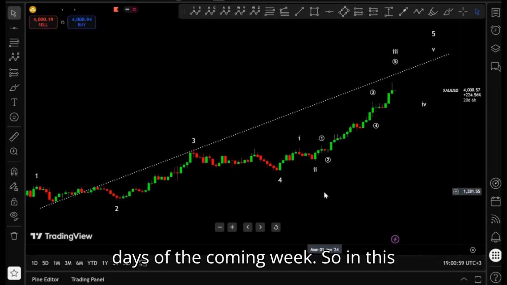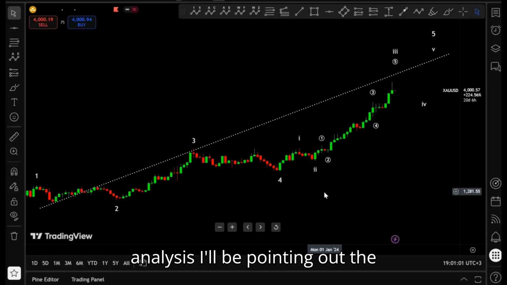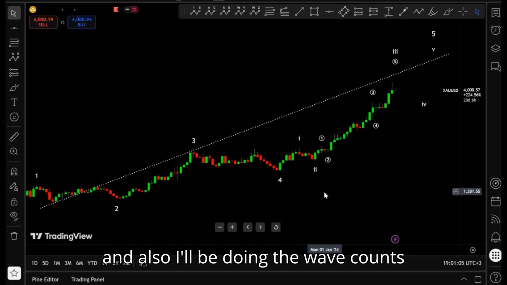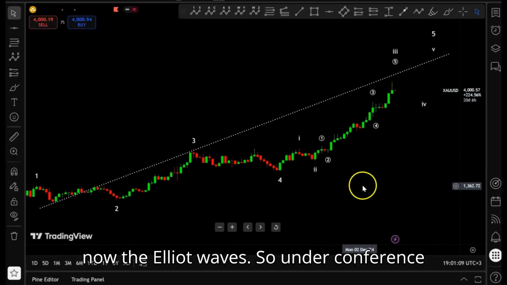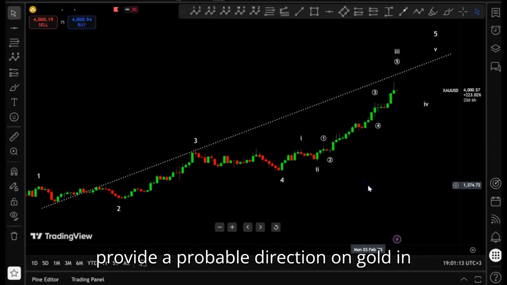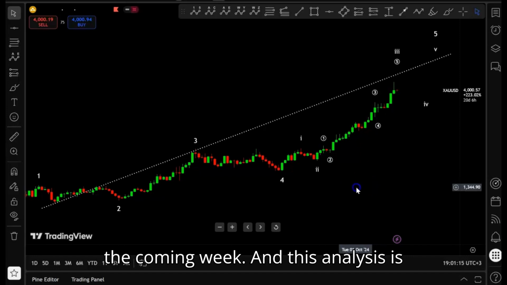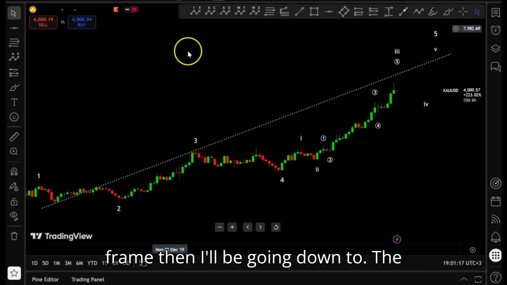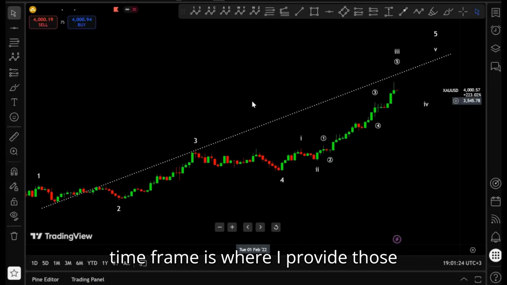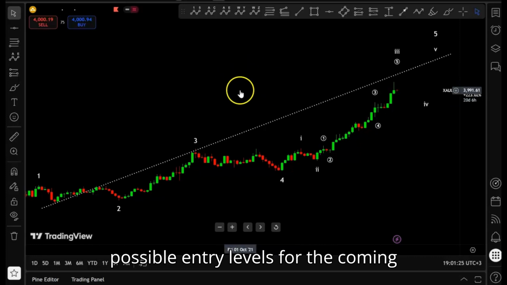So in this analysis, I'll be pointing out the technical levels, I'll be reading the candlestick and the candlestick patterns, and also I'll be doing the wave counts, now the Elliott waves. So under confluence of all these factors, I am able to provide a probable direction on gold in the coming week. And this analysis is top-down analysis from monthly time frame. Then I'll be going down to the 4-hour time frame, and in the 4-hour time frame is where I provide those possible entry levels for the coming week.